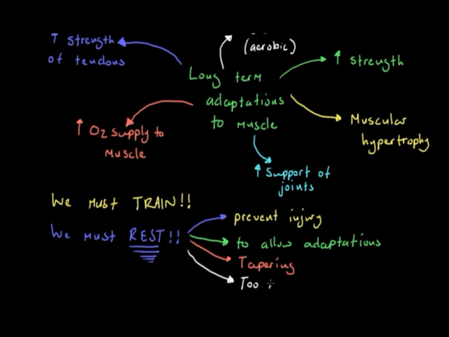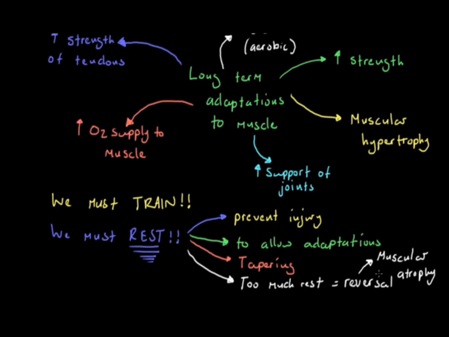Now, if we rest too much, we know from the principles of training that reversibility will take place. In terms of the muscular system, this is called muscular atrophy, and that is the opposite of muscular hypertrophy. This is where our body reverses, and the adaptations that have taken place reverse.